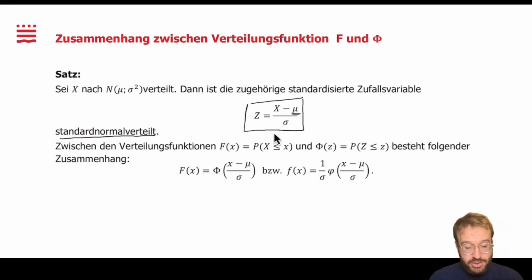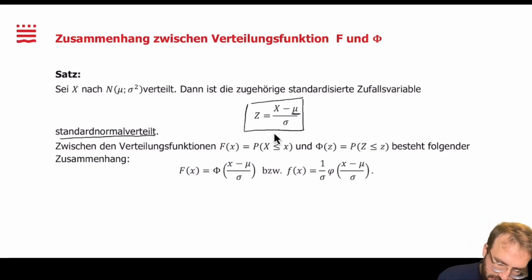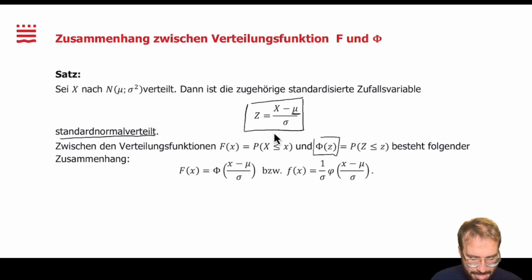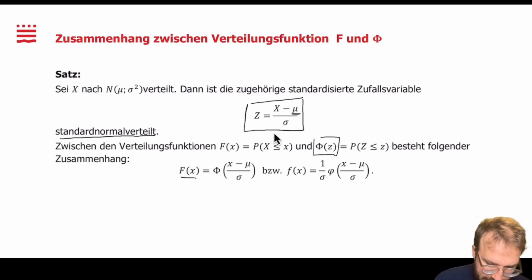So that means if we want to calculate the distribution function of x and we know the distribution function of z, we can calculate the distribution function F by plugging into phi, but not using x, rather x minus mu divided by sigma. And almost the same goes for the density function, except you need to add a 1 over sigma there. This means that if you know big phi and little phi, then you can calculate the values for the distribution function and the density function for any normal distribution.